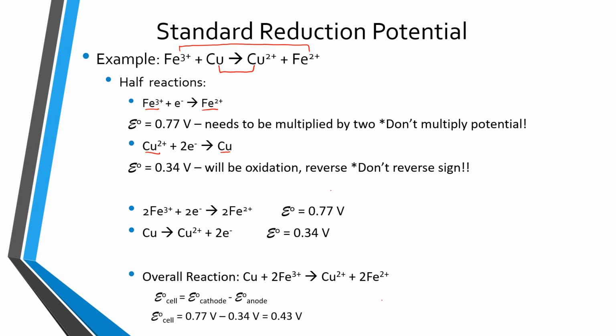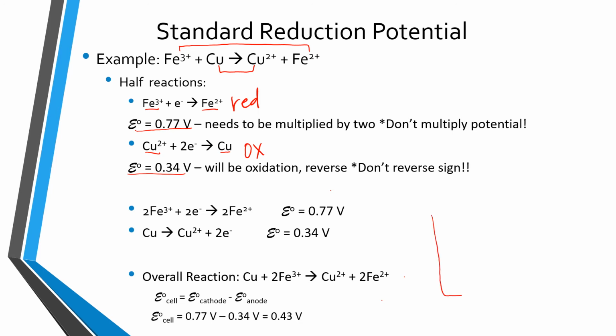Now notice right now I have both of them written as the reduction. When iron 3 plus is reduced, its voltage is 0.77. When copper 2 plus is reduced, it's 0.34. So remember, the higher voltage is going to be the reduction. The lower voltage is going to flip and run as the oxidation. So this one is going to be our oxidation.